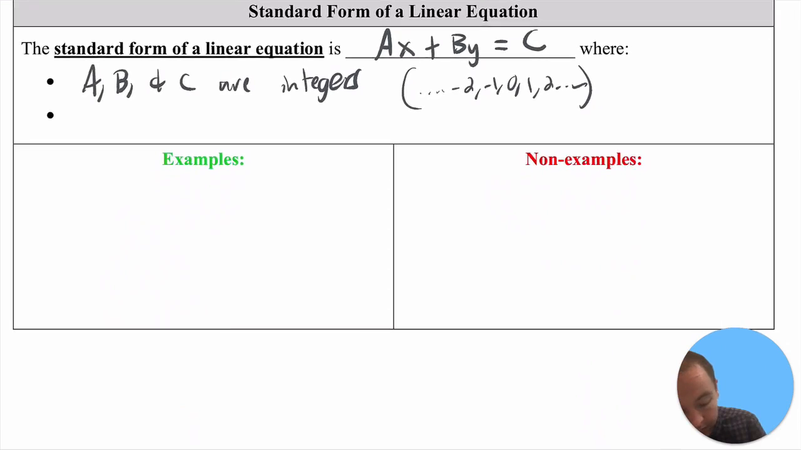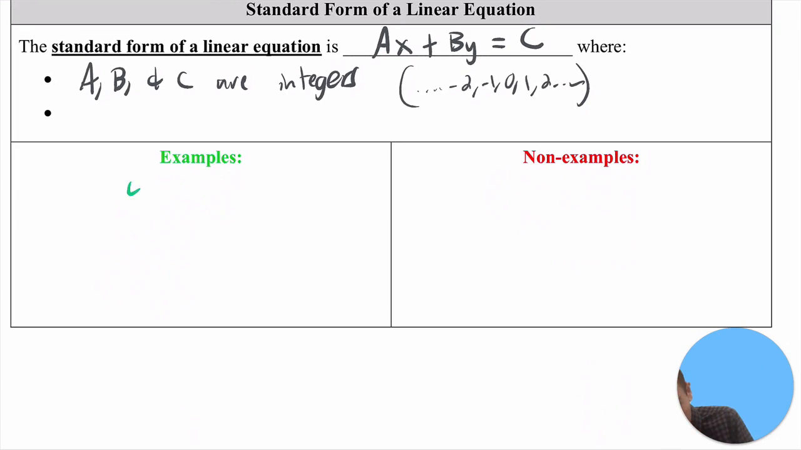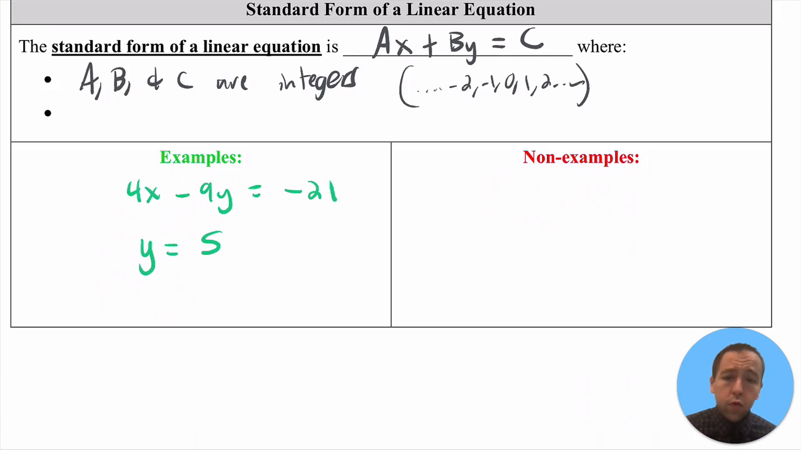Some examples of things that would be in standard form would be if you had 4x minus 9y equals -21. Because the coefficients of x and y are integers, the -21 constant is an integer, and x and y are on the same side as each other. Also, if you had y equals 5, that's totally in standard form too, because you could treat it as having a 0 in front of x and a 1 in front of y, so that would be a special case. Same thing if you had an x alone, if x was equal to -8, that would also be in standard form.